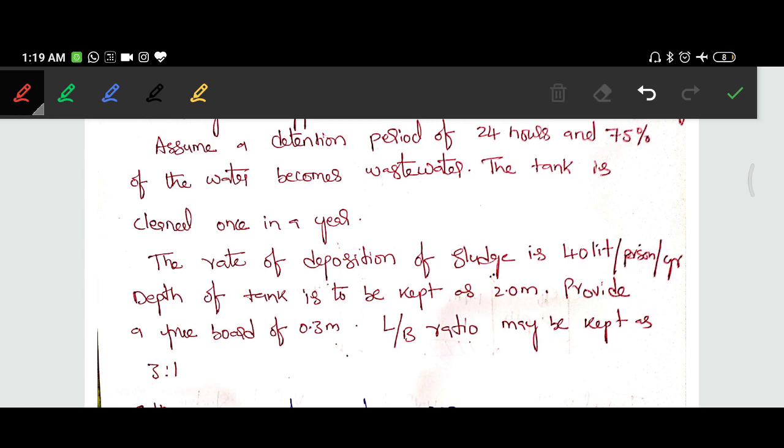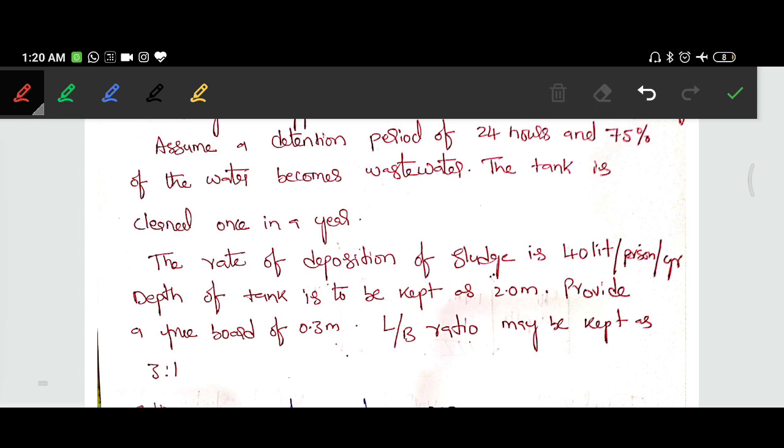The depth of the tank is to be kept as 2.0 meters. That means the depth is given. Provide a freeboard of 0.3 meters. L by B, that means length by breadth ratio, is given as 3:1.